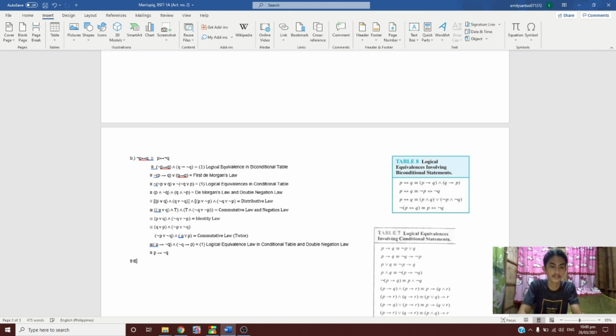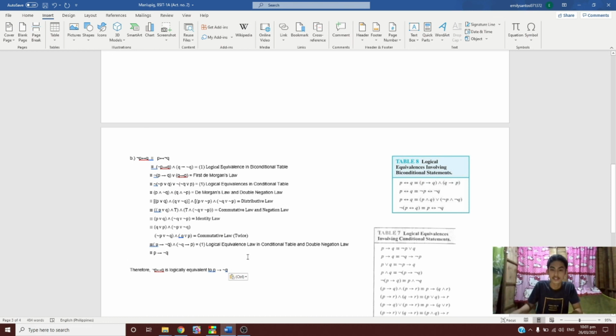Therefore, negation P is logically equivalent to P implies negation Q. So that is my answer.